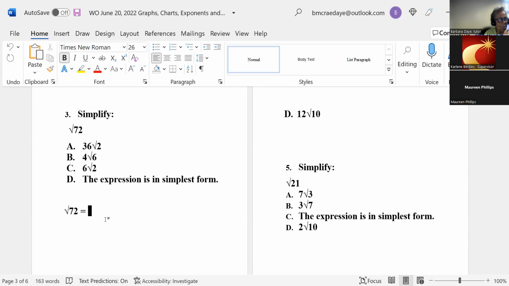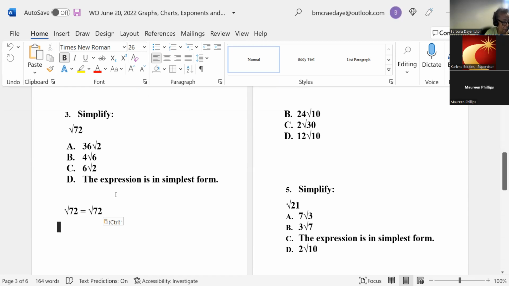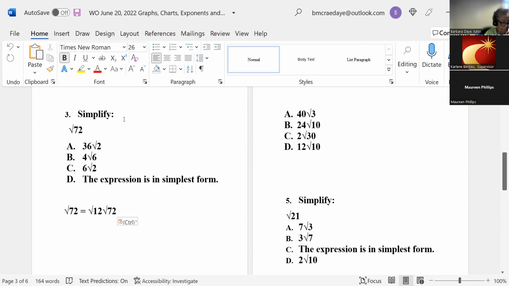Okay, let's do it this way, Maureen. You got your answer with 12 and 6, you said, right? So okay, let's do it the way you said it, because there's always more than one way of doing a problem. You made this a 12 and then a square root of 6, right? So let's just put that there and put this here. So this is what you did, square root of 12 times square root of 6.